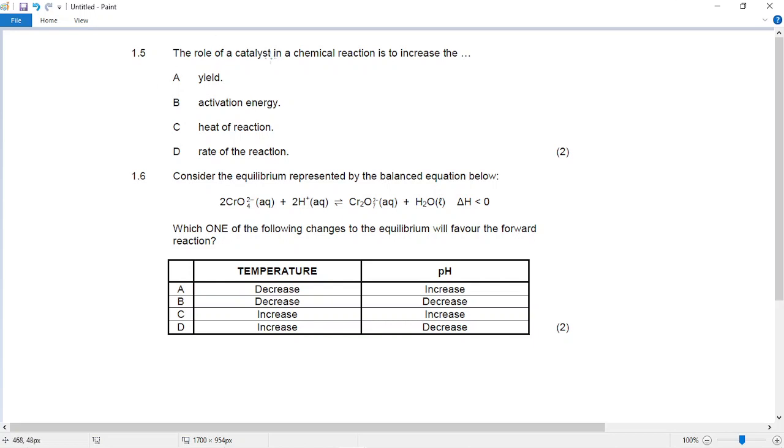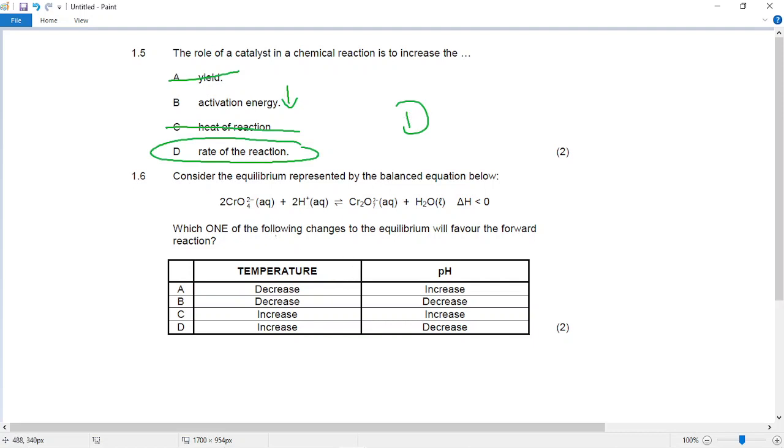What is the role of a catalyst in a chemical reaction? The catalyst does nothing for the yield. It does do something for the activation energy, but a positive catalyst should decrease the activation energy, so it's not this one. It is to increase the heat of reaction. No, the heat of reaction has to do with the reactants in the process, it has nothing to do with the catalysts. The only thing we use it for is to increase the rate of reaction.